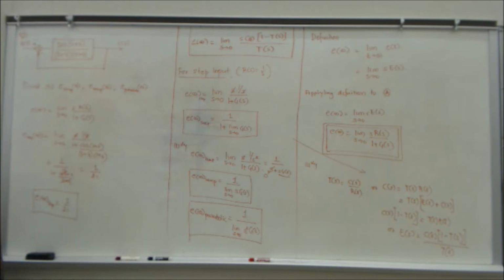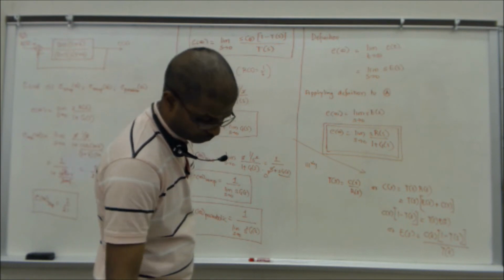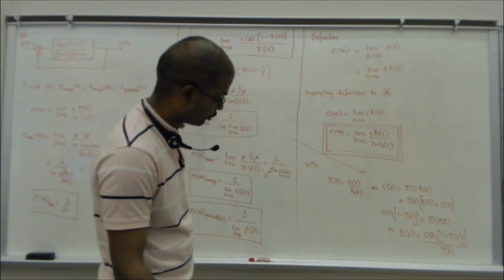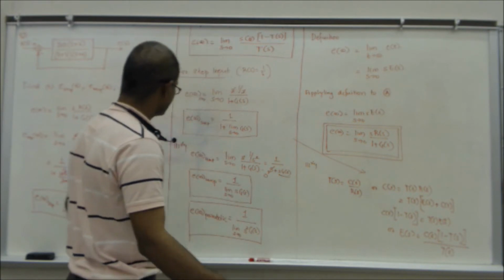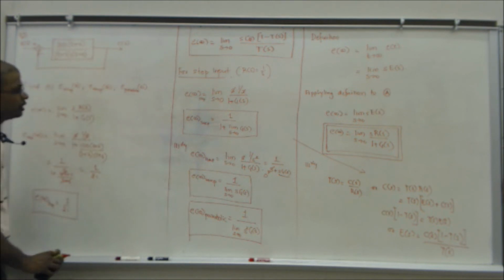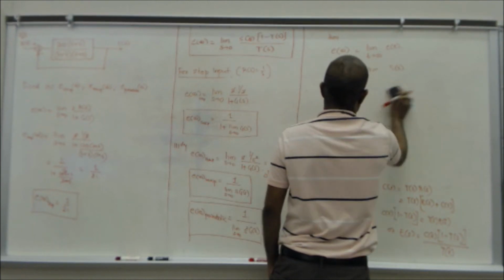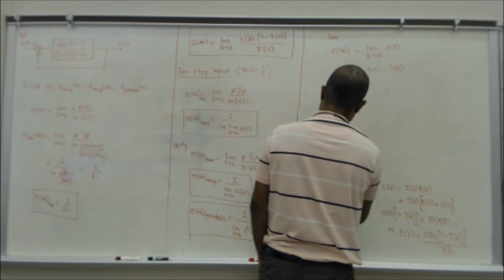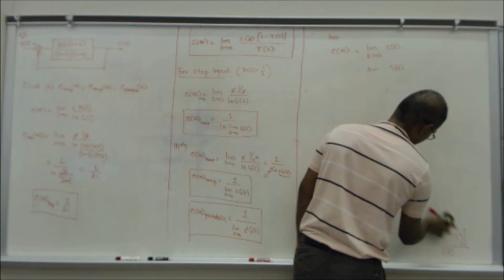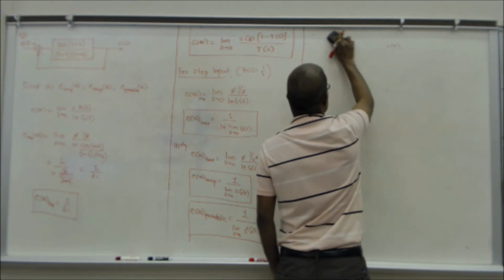This is an example in the book. Example 7.2, page 347. So what is E ramp? Can you do it yourself? You tell me what E ramp is, or the steady state error for ramp input.